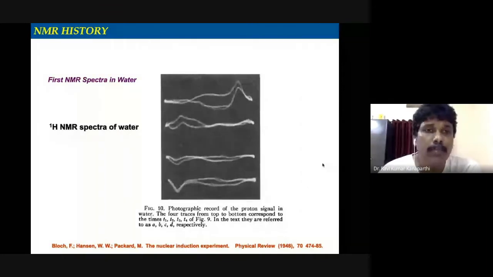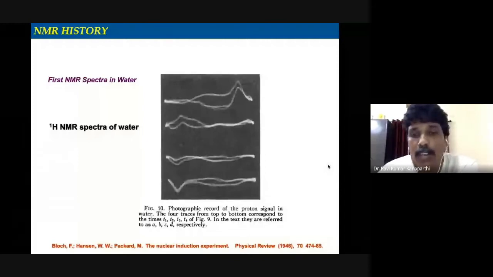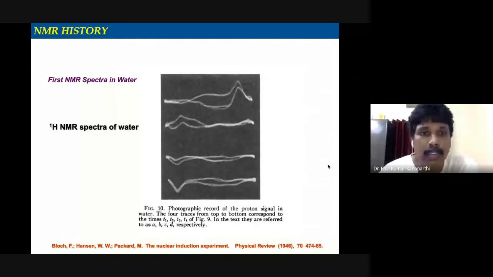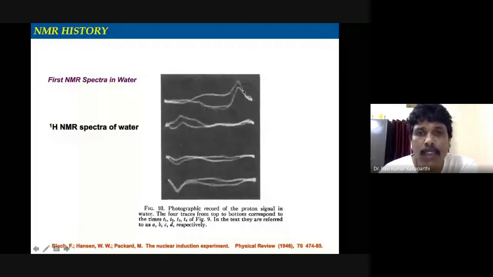And these are some of the resonance peaks which were recorded at the early stages of the development of NMR spectroscopy. This is a water resonance spectrum recorded on an oscilloscope, where you can find a baseline and then a nice peak. The peak means that there is a resonance, and for recording this, those two people, Felix Bloch and Purcell, were given the Nobel Prize.